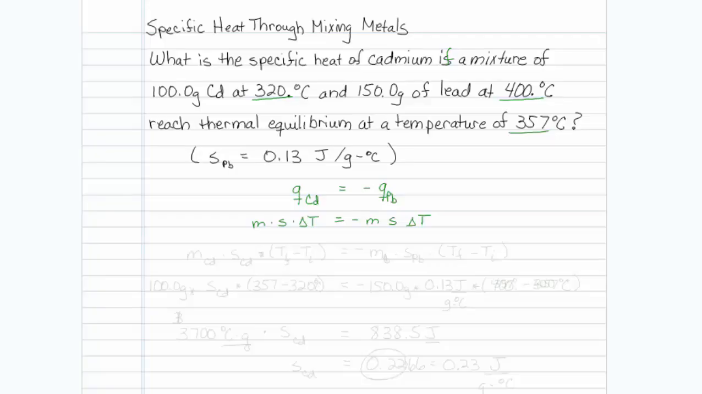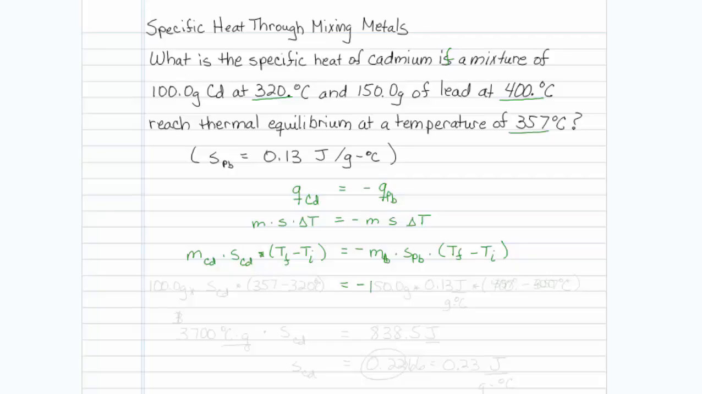So, on the left side, we're going to have the mass of cadmium, the specific heat of cadmium, which we're solving for, and the final temperature minus the initial temperature. Here, we will have the mass of the lead times the specific heat of the lead, and the final temperature minus the initial temperature. Let me work on the lead side first, since we have all the materials.